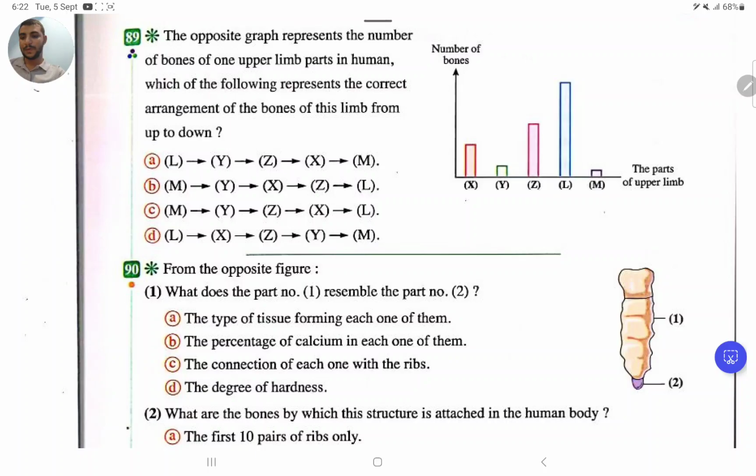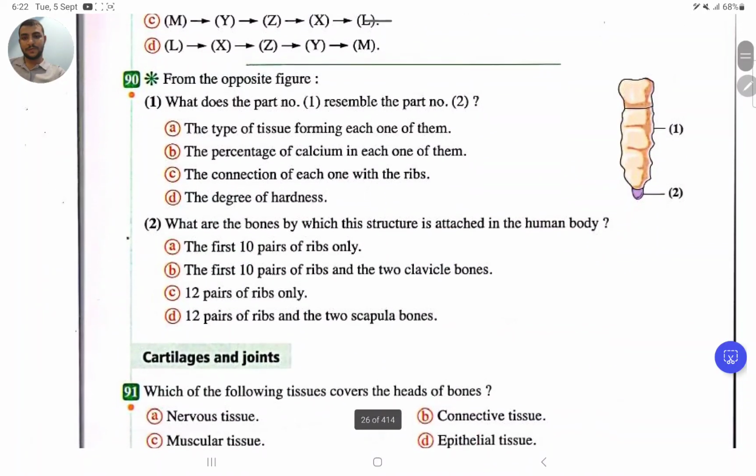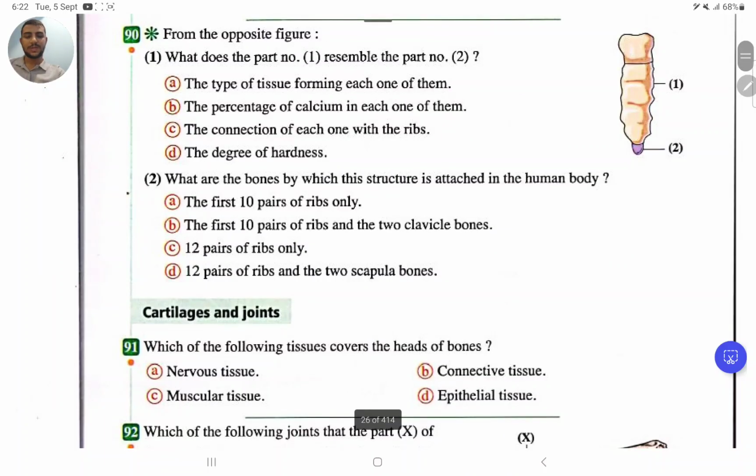Guys, let's start. From the opposite figure, what does part number 1 resemble part number 2 in? Guys, here part number 1 is the sternum bone, and the lower part is cartilaginous. So what is the tissue forming each of them? It's a correct answer, yes, because both are connective tissue, solid connective tissue from your studies. So answer A is right.